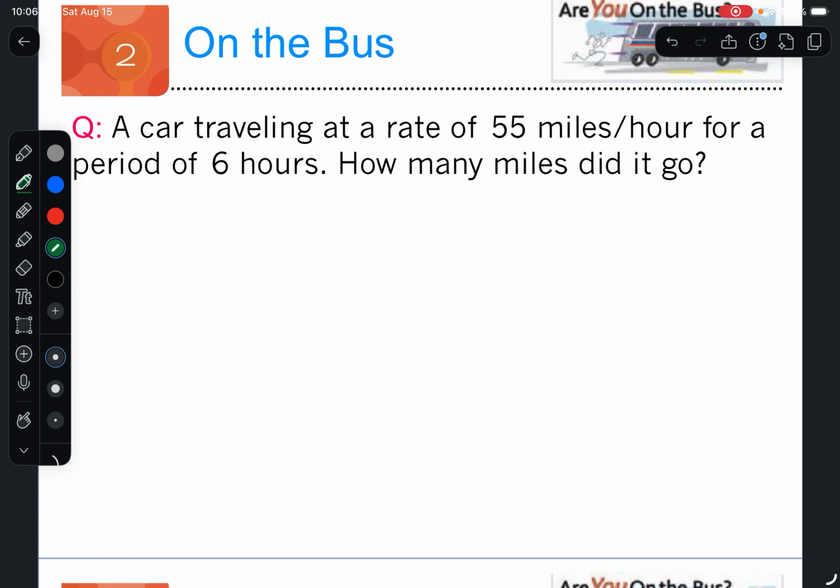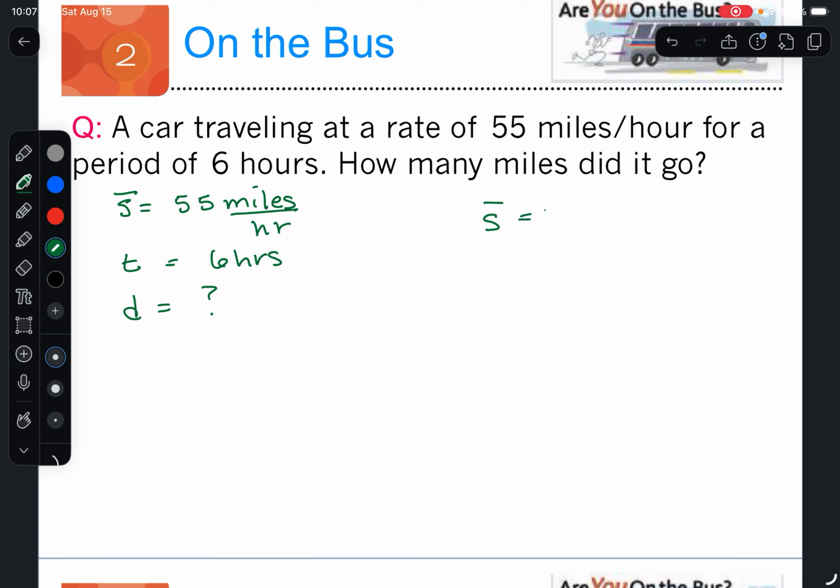In this problem, we're going to write down what we're given. We have a car traveling at a rate of 55 miles per hour, so your average speed is 55 miles per hour. And it does so in a time of 6 hours. And you're asked for how many miles did it go. So you're asked for the distance.